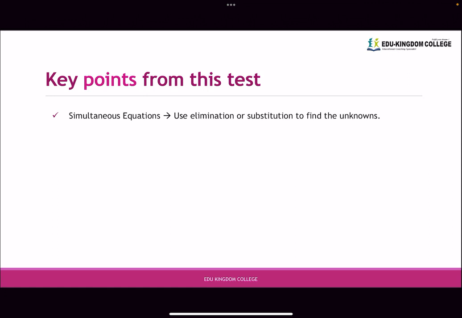So good job. The key points from this test were just the simultaneous equations. You either use elimination or substitution to find what the unknowns are. Other than that, there are no other key points. That brings us to the end of this solutions video. Good job, guys. I will see you in the next solutions videos.